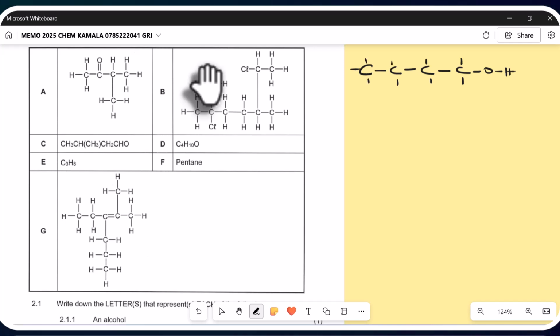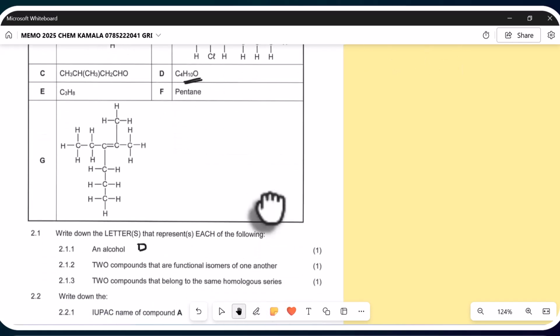Next question. They say two compounds that are functional isomers of one another. In Grade 12, we have two types of functional isomers, but before that, how do you define them? Functional isomers are organic molecules which have the same molecular formula but different functional groups. Here we have the esters and the carboxylic acids, also the ketones and the aldehydes. In this case, if you look at our given compounds, we don't have any two oxygen atoms anywhere, so we're going to talk about the aldehyde and the ketone.